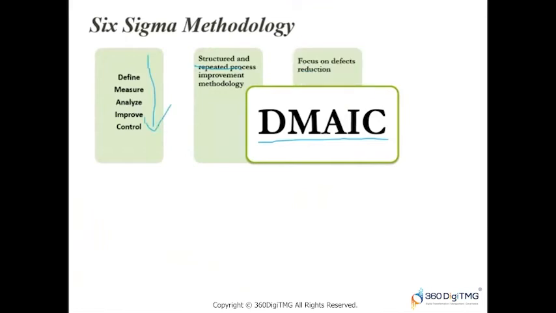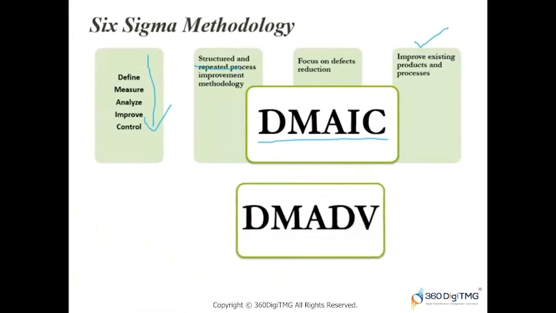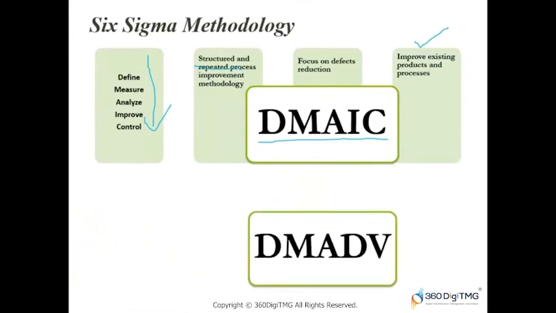It focuses on defects reduction. So whenever you have a defect, you identify it and try to fix that. So it's kind of a reactive process, by the way. It's a reactive methodology. DMAIC primarily focuses on improving existing products and processes. Let us look into DMADV on the other hand.